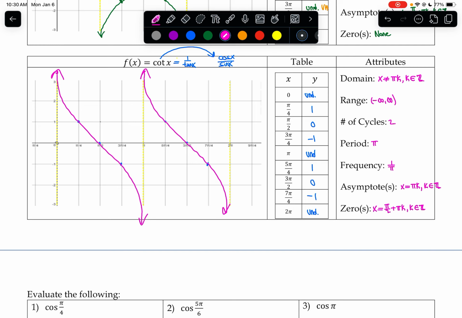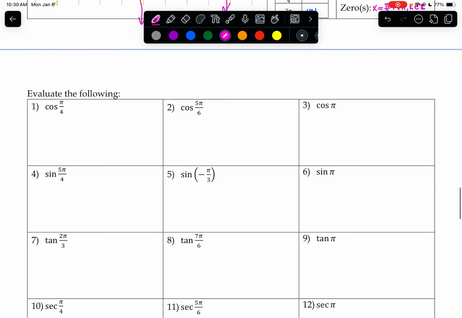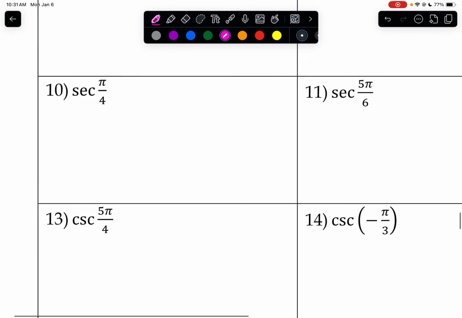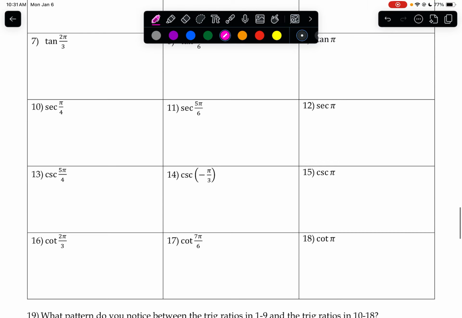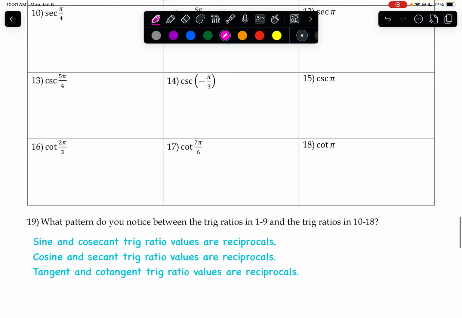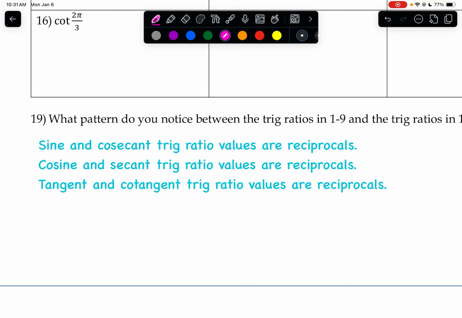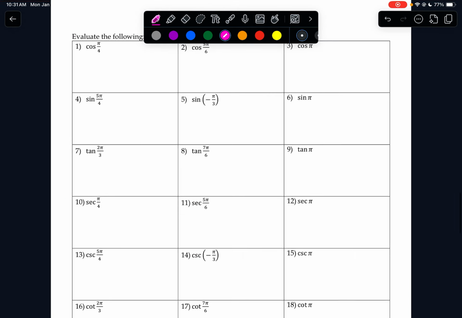All right, and then on this very last page, what's going to happen is now you're just evaluating. It's the same as what we did in the unit circle before, but the only difference is now you're also going to be evaluating your secant and cosecant values. So I'm going to go ahead and just kind of spoil it for you. So sine and cosecant trig ratios are going to be reciprocals. Cosine and secant trig ratio values are going to be reciprocals, and then tangent and cotangent trig values are going to be reciprocals.